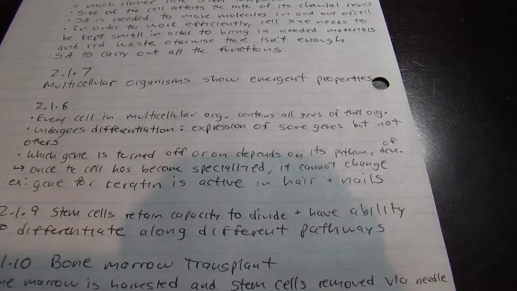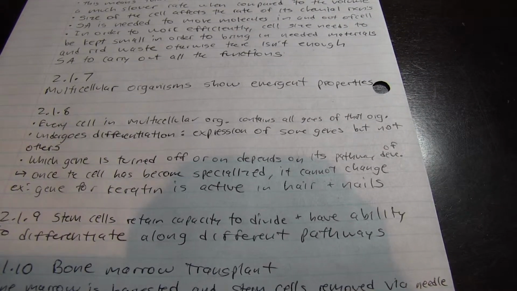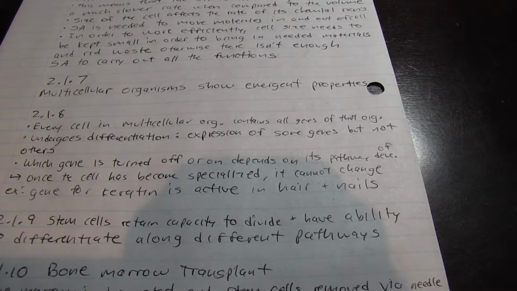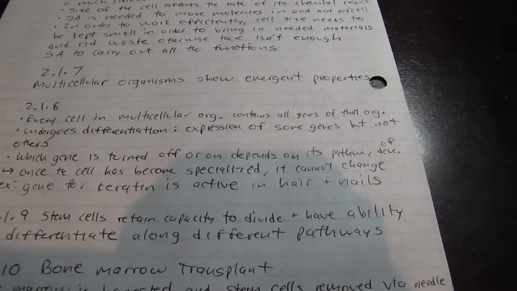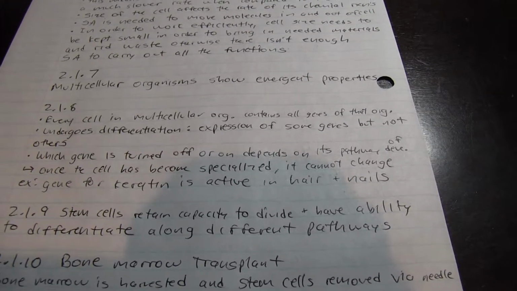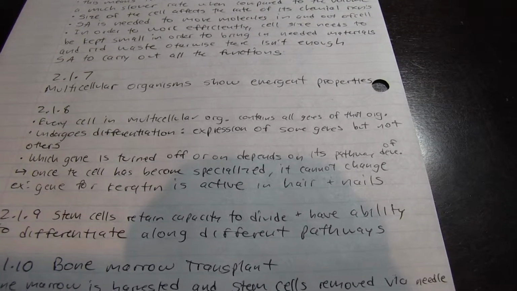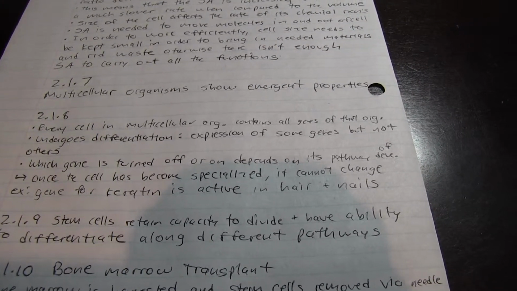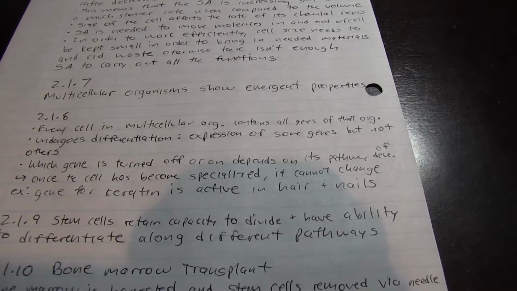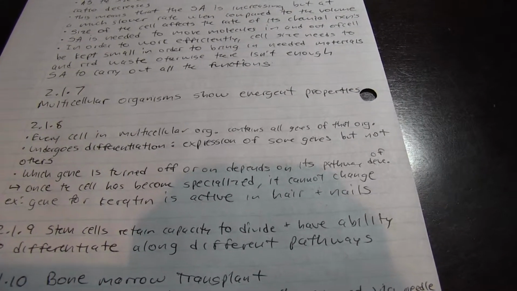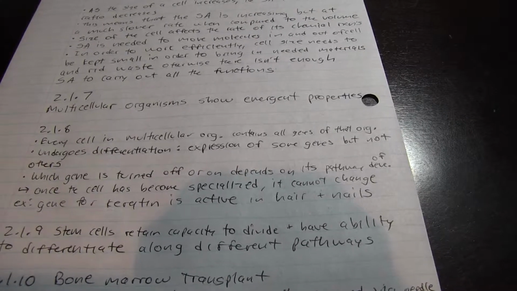That's a key word. Then once the cell has become specialized, or in other words, once it's chosen its pathway of development, it can't change, it can't go back. That's how it's been specialized, that's how it's going to stay. An example of that is the gene for keratin, which is a protein. It will become active in your hair and nails, because that's what makes up your hair and nails. So that's just an example of specialization.